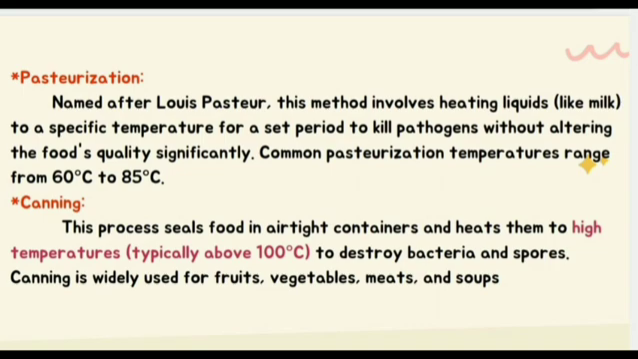And next, now about canning. What is canning? This process seals food in an airtight container and heats it to high temperature, typically above 100 degrees Celsius, to destroy the bacteria and spores. Canning is widely used for fruits, vegetables, meats, and soups.